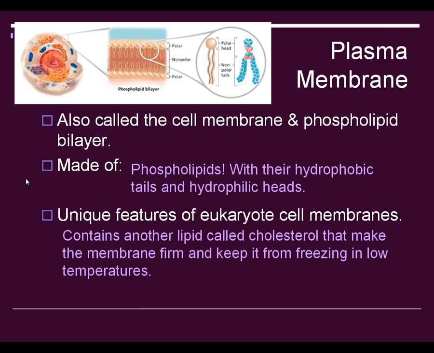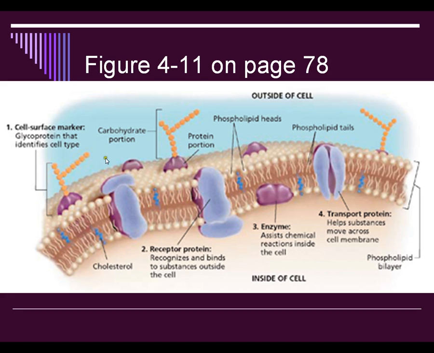So there are a couple of unique features of eukaryotic cell membranes. They actually contain other lipids. One of them is called cholesterol. It helps make the membrane firm. So again, you've got a lipid, which is cholesterol, adding structure. It also keeps our cells from freezing in lower temperatures. So that's convenient.